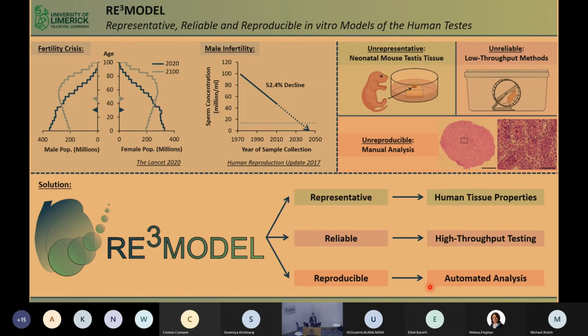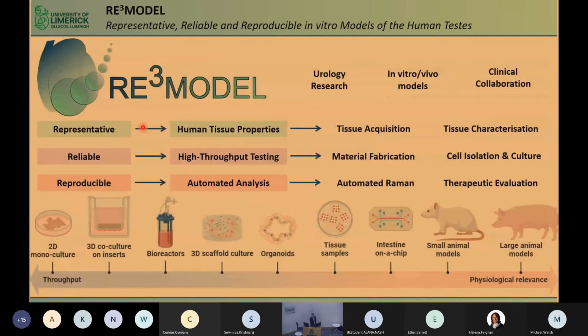Because I was now asking an important question, but how was I showing that I was the one to be able to do it? How could my skills be applied in this regard? So justifying my involvement in male urological and reproductive health, I have experience in urology, in models, and in clinical collaboration. When you're talking about representative human tissue properties, I have skills in tissue acquisition and characterization. When you want to make something reliable, you make it high throughput, so you've got high numbers to reliably get statistical information, so using material fabrication skills, cell isolation and cell culture. And then making things reproducible and having automated analysis, again, I have experience in automated Raman and therapeutic evaluation. So this is how I justified my involvement in this project.